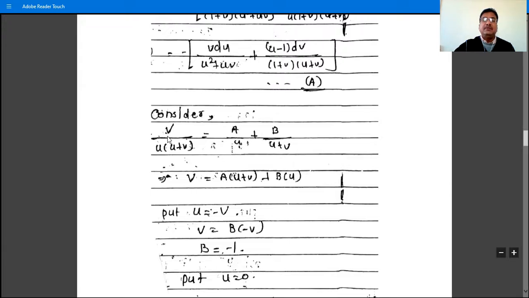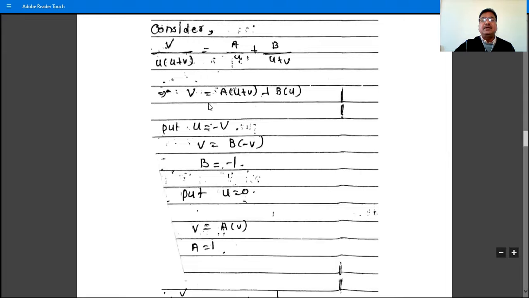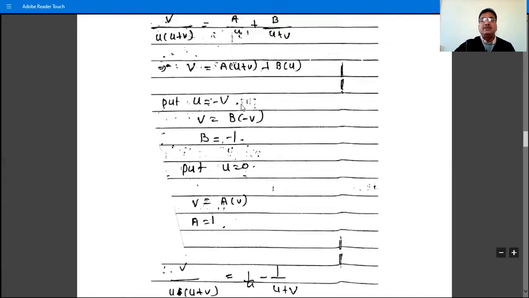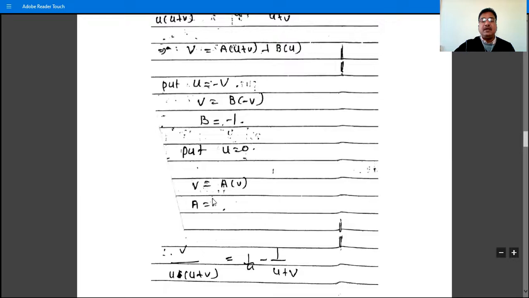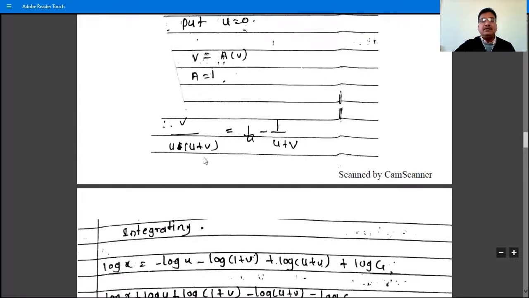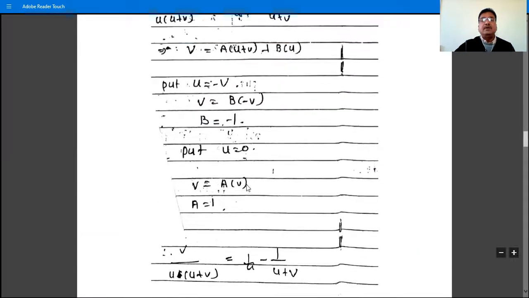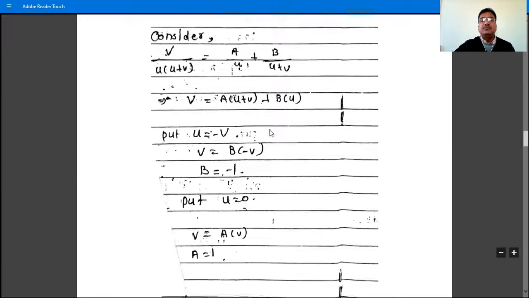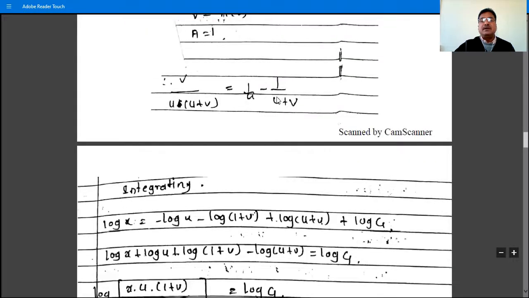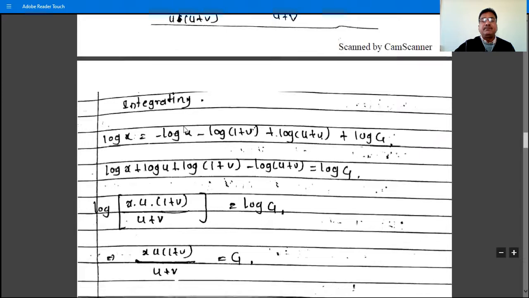So v divided by u(u plus v), take u as common. So factorization. And then A by u plus B by u plus v. So v is equal to A(u plus v) plus Bu. Then substitute u as minus v. So we get the value of B as minus 1. And then substitute u as 0, we get the value of A as 1. And so v divided by u in bracket (u plus v) is equal to 1 by u minus 1 by u plus v. Okay.